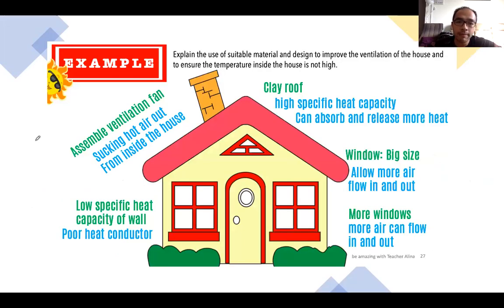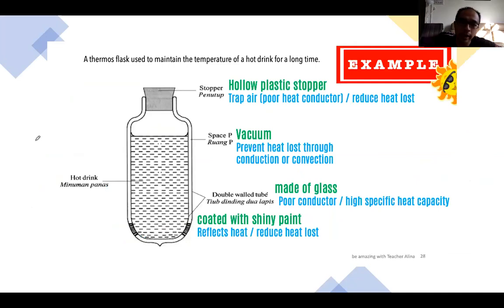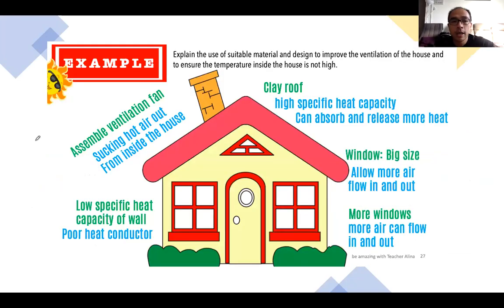All right, more examples. I think I have one or two more. Yeah, last two. For example, when you build a house, you also have to take specific heat capacity into consideration, because we have to talk about the design to improve the ventilation of the house and to ensure the temperature inside the house is not too high. So for example, we use a clay roof lah. Okay, clay roof.